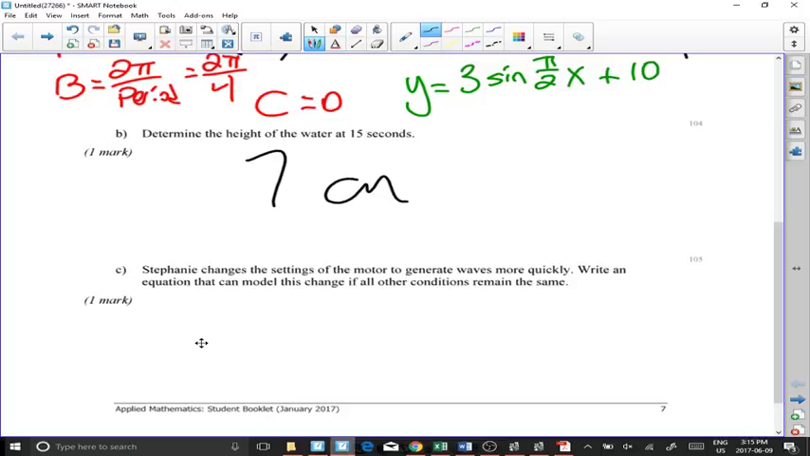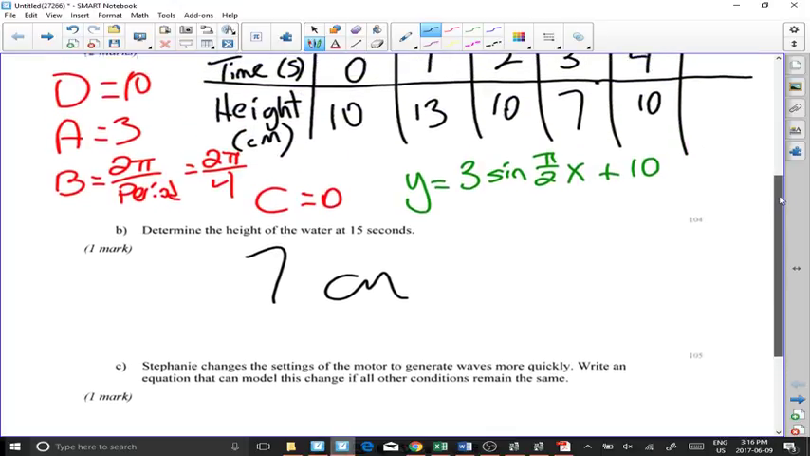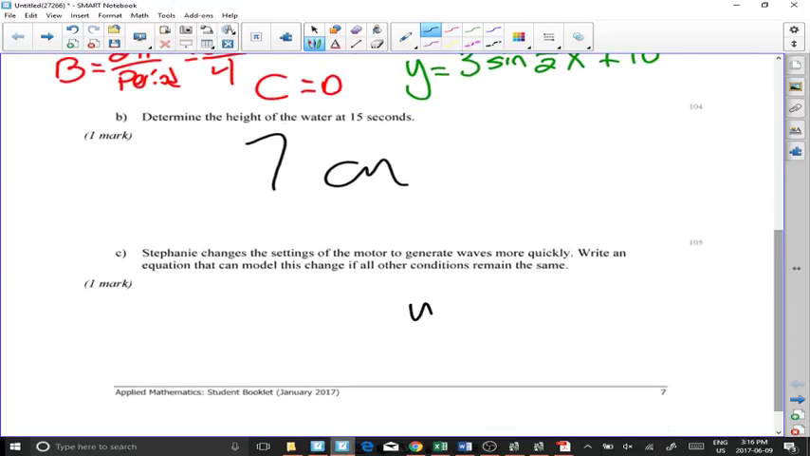It's going to become bigger. When it becomes bigger, the graph goes like this. So there's going to be more frequent waves. So B will get bigger. So B just has to be bigger than pi over 2. So it could be pi, sure. So it could be y equals 3 sine pi x plus 10.